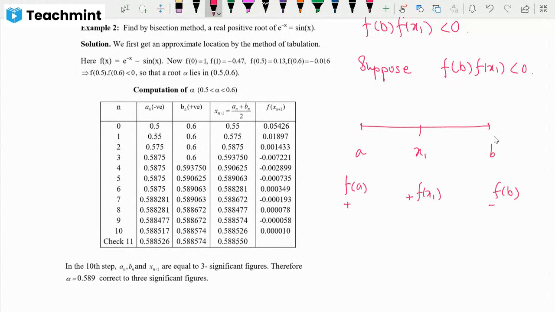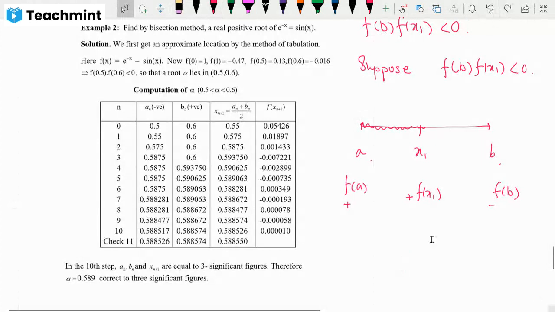Our Bolzano continuity theorem tells us that if a and b have opposite signs, then surely there exists a root. If both have the same sign, then the root does not lie in between these two. So surely the root does not lie in this interval. So next time we cut this interval. And what is our resulting interval in the next step?